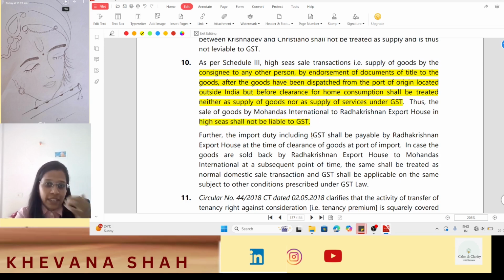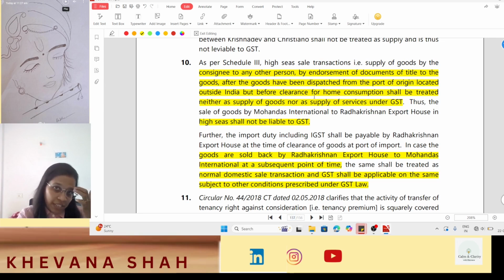Now we shall see the second transaction. Further, import duty including IGST shall be payable by Radhakrishnan Export House at the time of clearance of goods at the port of import, in case the goods are sold back by Radhakrishnan Export House to Mohandas International at a subsequent point of time. Once they are part of Indian goods and then they are further sold, the same will be treated as a normal domestic sale transaction, and GST shall be leviable on the same, provided other prescribed conditions are applicable and met.